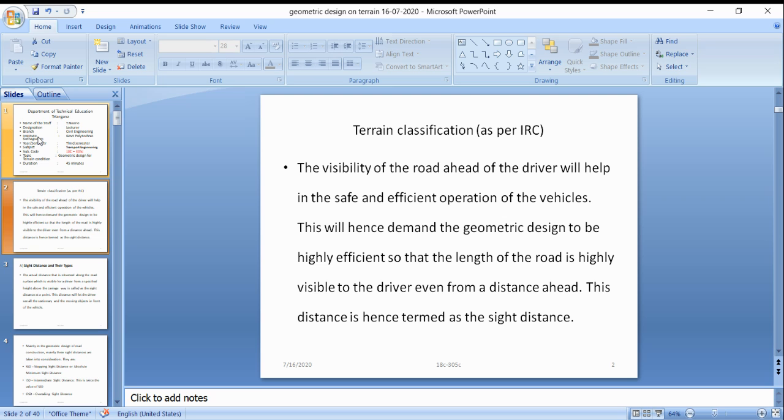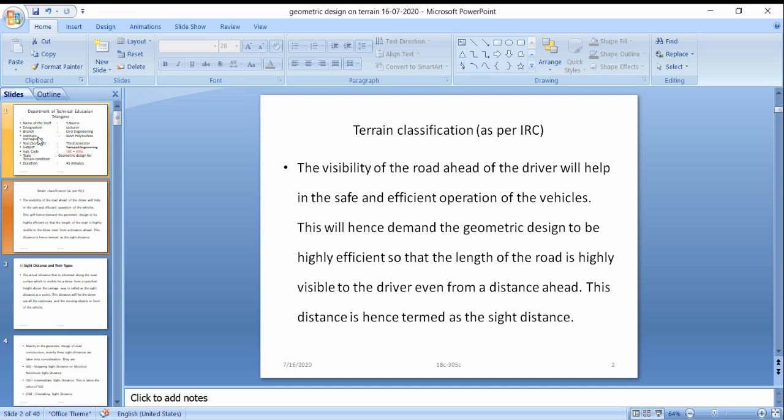So here what's the point we are saying? Visibility of the road to the driver will help him to be safe in operating the vehicles. So the visibility of the road is a main operation for driving the vehicle in safe mode. So here this is the first geometric connection where we have to see.